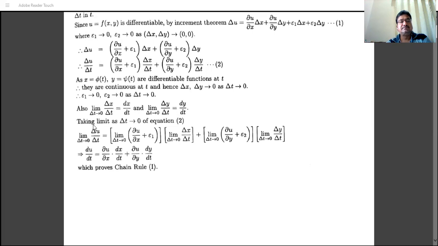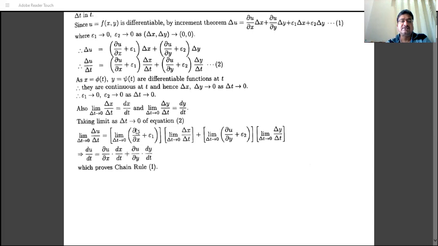And therefore by using the definition of derivative, this is du by dt. And this is the limit as delta t tends to 0 of dou u by dou x. This dou u by dou x is constant with respect to the limit, so it has no effect and remains as it is. And the limit of epsilon 1 is 0, because epsilon 1 tends to 0 if delta t tends to 0. So the limit of epsilon 1 as delta t tends to 0 is 0.